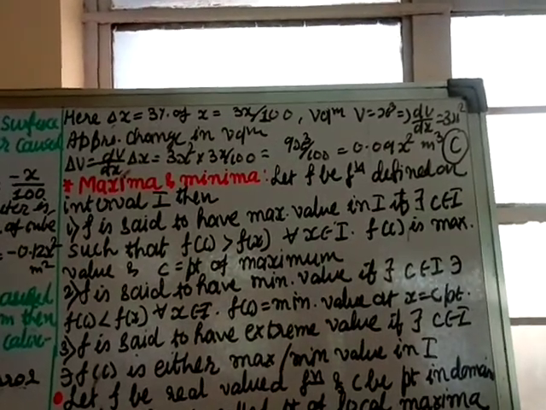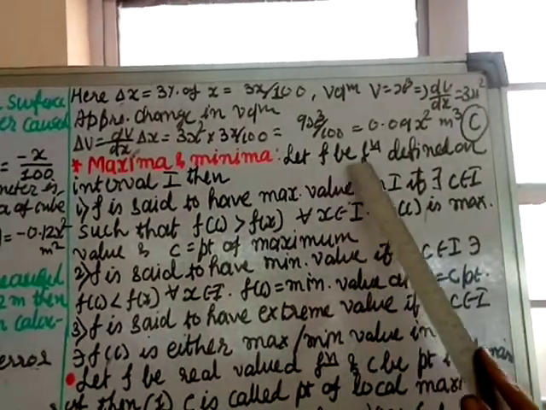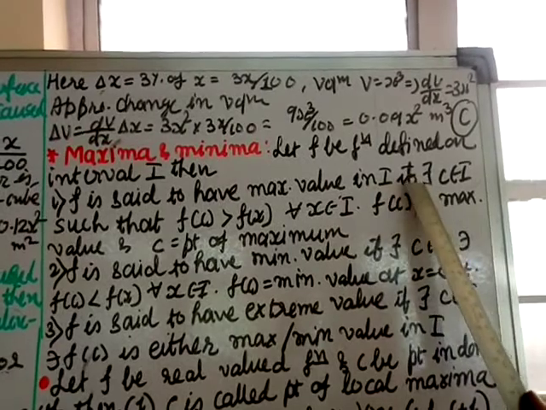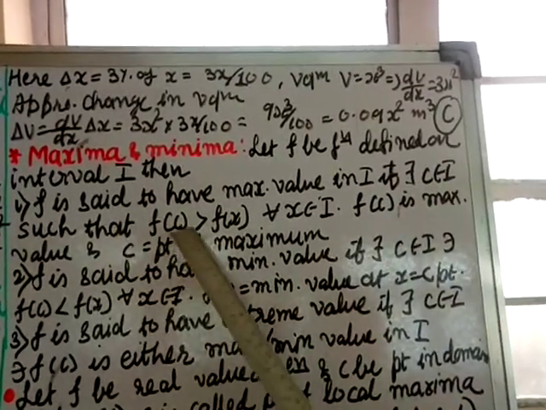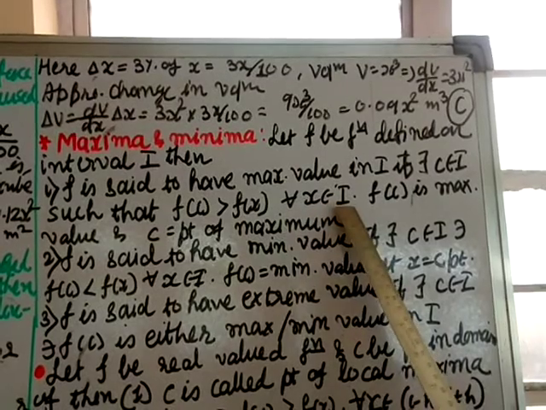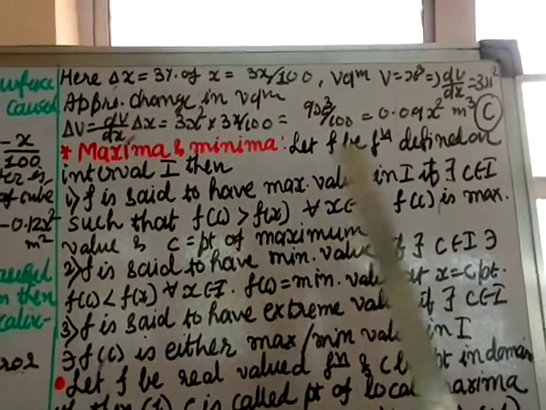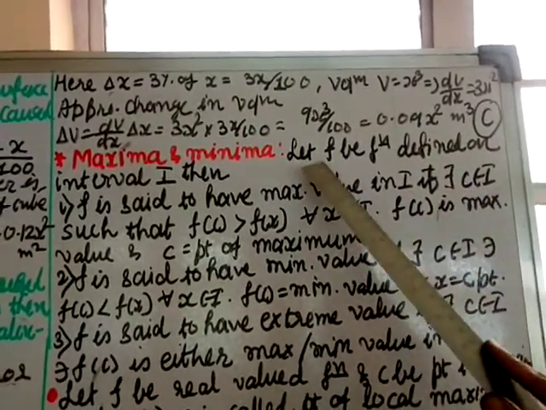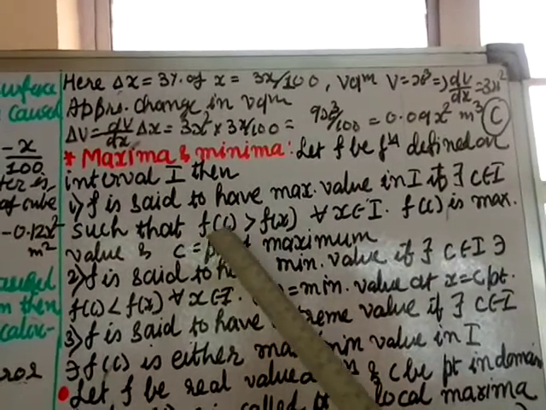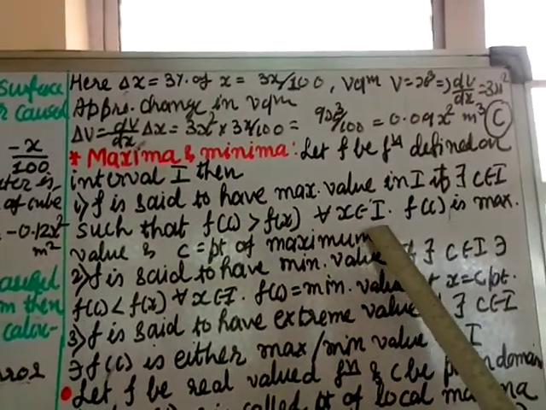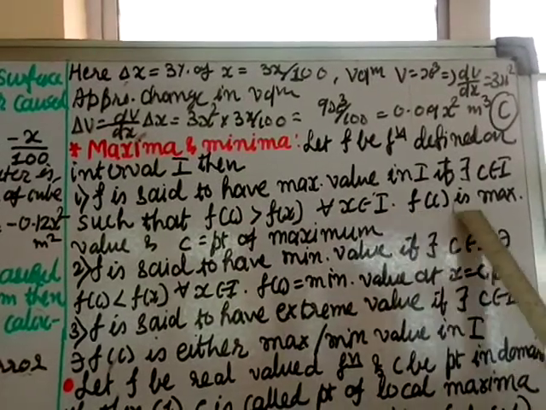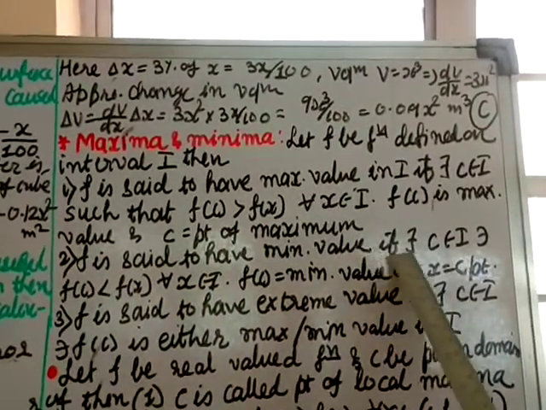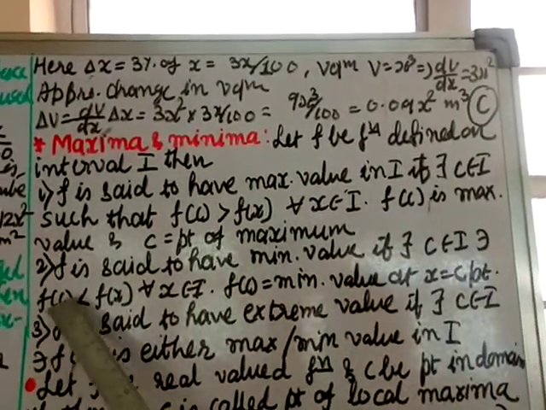So first definition is maximum and minimum value. Let f be function defined on interval I. Then f is said to have maximum value in I if there exists c belongs to I, such that f of c is greater than f of x for all x belongs to I. So if you are given a function, okay, f is a function given to you, and there is a point c, and if you put this value c in your given function, then the value f of c you get, that is greater than all the values in the interval I, then we call that f of c is a maximum value at point c. Okay, and minimum is f is said to have a minimum value if there exists c belongs to I, such that f of c is less than f of x.